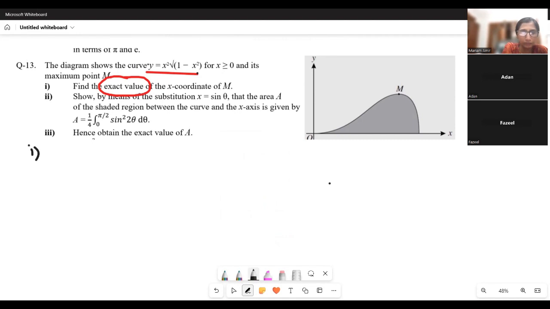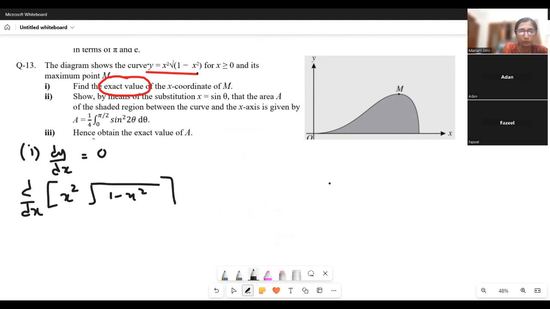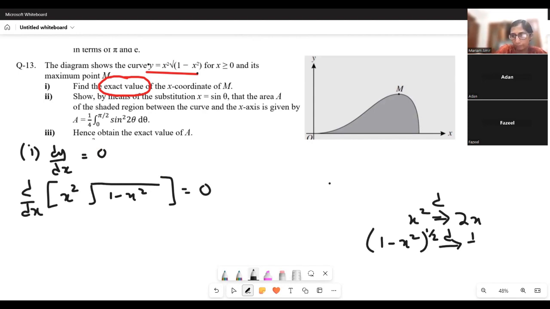So again, dy over dx is equals to 0. So we have to derivate a product again, x square square root 1 minus x square equals to 0. So x square का डेरिवेटिव हो गया 2x और स्क्वायर रूट की जगह आई एम राइटिंग पावर हाफ. इसका डेरिवेटिव हो गया हाफ 1 minus x square power minus half.